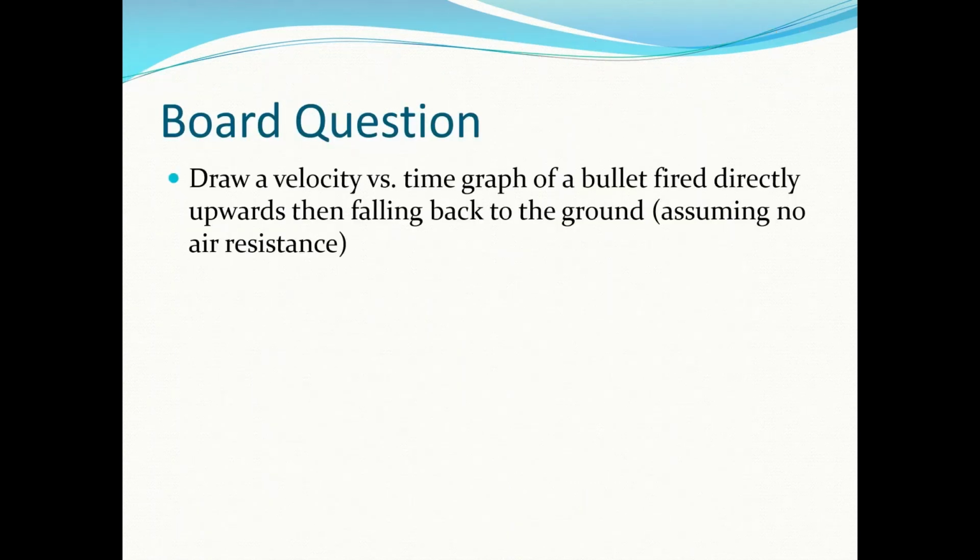So this is our last board question of the day. Draw a velocity versus time graph of a bullet being fired directly upwards and falling back to the ground, assuming no air resistance. Pause the video, see if you can draw just a velocity versus time graph of this situation.